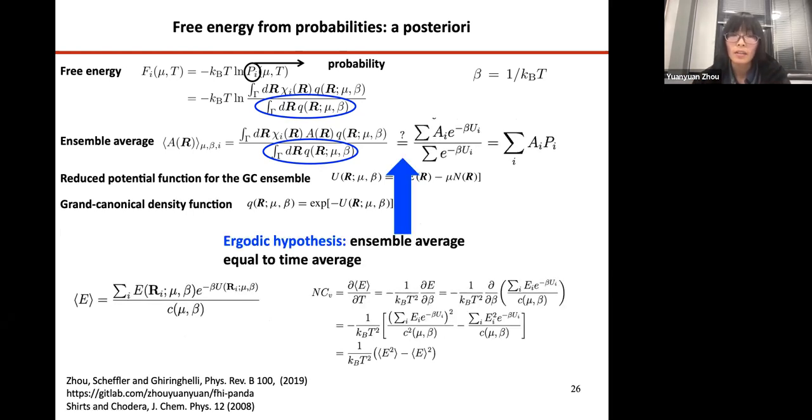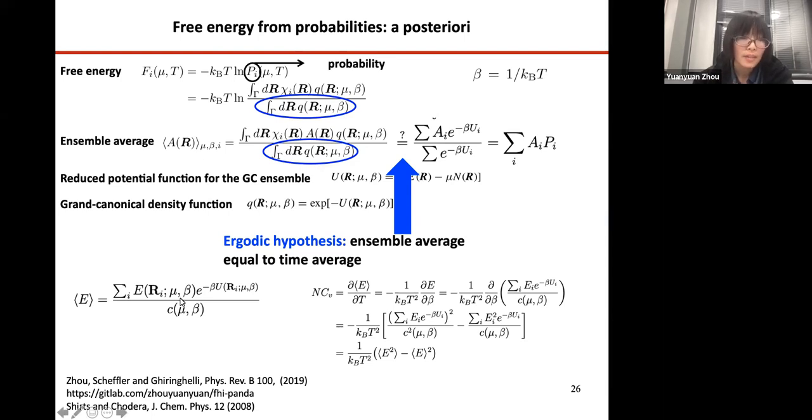And one thing I want you to notice is that here we change the integral to the sum over, and this is based on the ergodic hypothesis. That is, the ensemble average equals the time average. And I will say a word here to explain this hypothesis, because I think in our next tutorial, Mariana will explain in detail about this hypothesis.